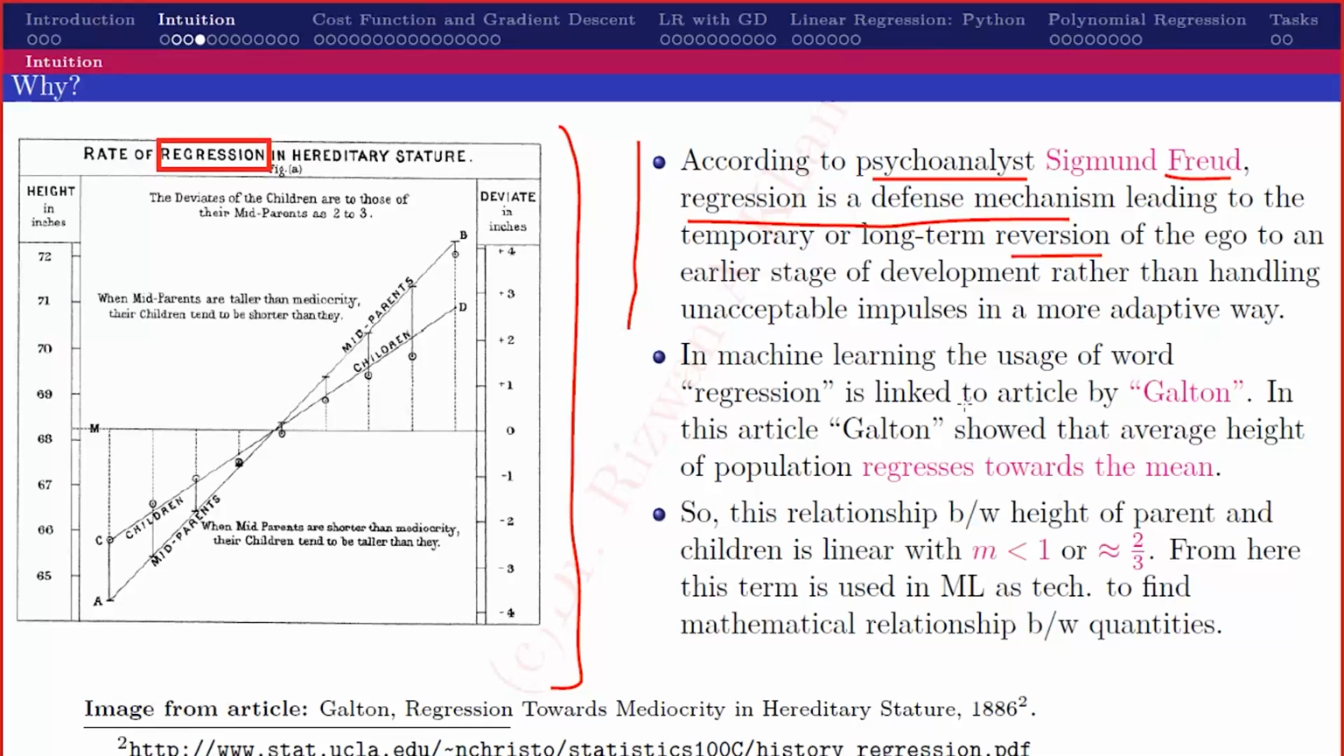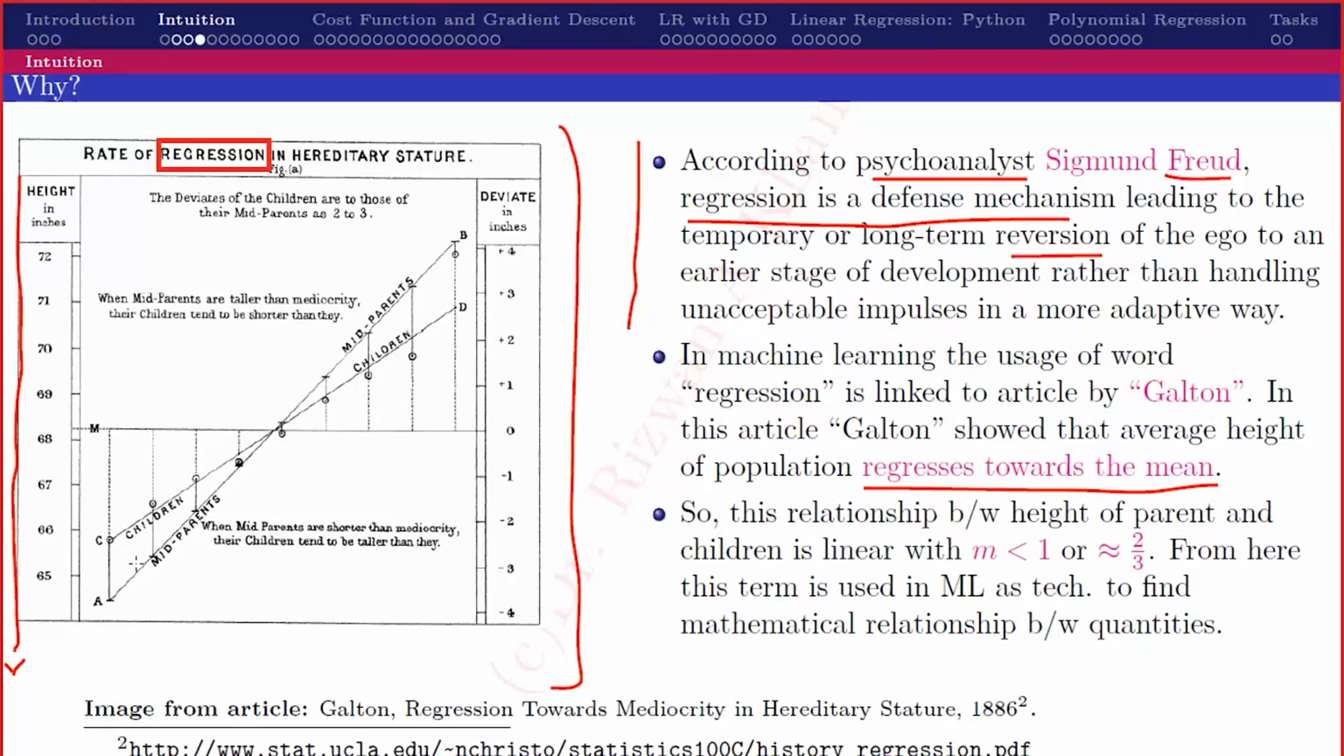In machine learning, the usage of the word regression is linked to an article by Galton. In this article, Galton showed that the average height of a population regresses towards the mean. What Galton did was a survey of heights of individuals and their children. And what he found was very interesting. So this is the plot of his survey. On the x-axis is the height, in descending or ascending order if you think of it that way. This is on the x-axis, right?